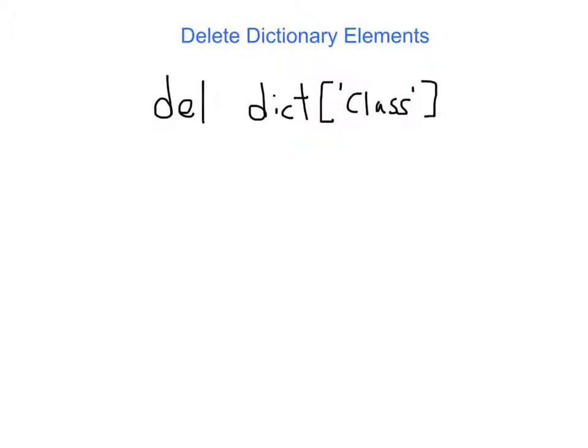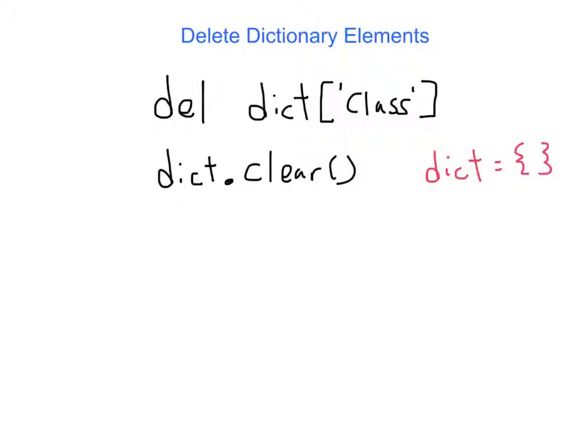If you were to do this command, it would simply remove that key value pair from your dictionary. If you want to clear the entire contents of a dictionary but keep the dictionary itself, you do dict.clear, the clear method. In essence, what that does is make the dictionary equal to a blank dictionary. So it gets rid of the key value pairs, but the dictionary itself still exists.